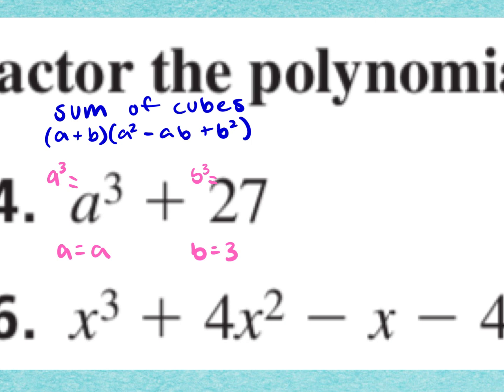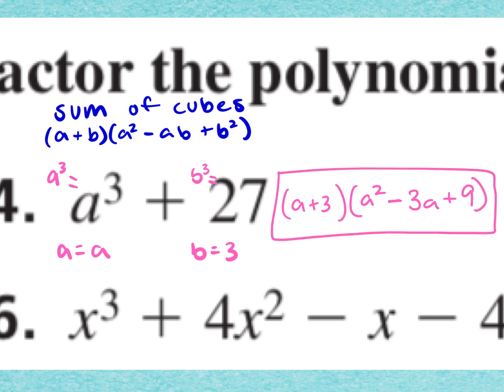So when I plug everything in, what would go in my first parentheses? A plus 3. What would come next? A squared minus 3a plus 3 squared, which would be 9. Perfect. So that would be my answer. So for these two factoring steps, we don't have two factors of 9 that add to negative 3. It can't be factored anymore.